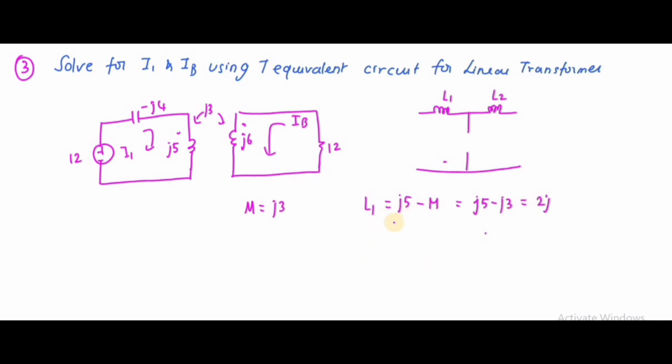In a similar manner, I can write L2 as J6 minus M, that is J6 minus J3, that is 3J. In a similar way, I can write M as J3. So it is nothing but another L. So this is J3 and this is also J3. This one is 2J.